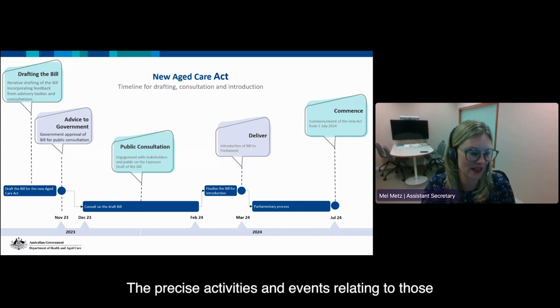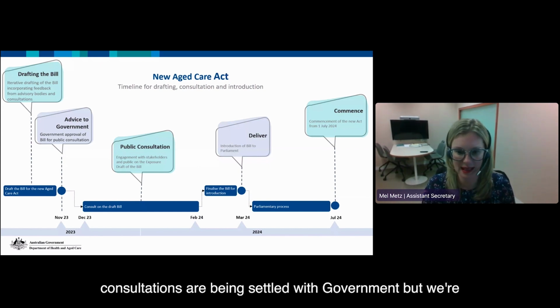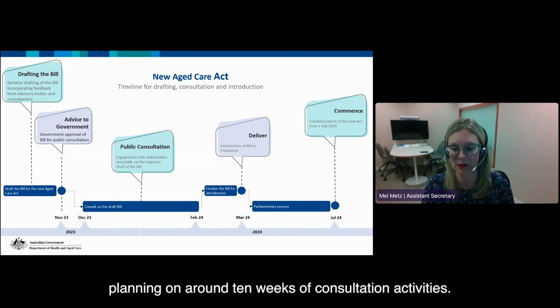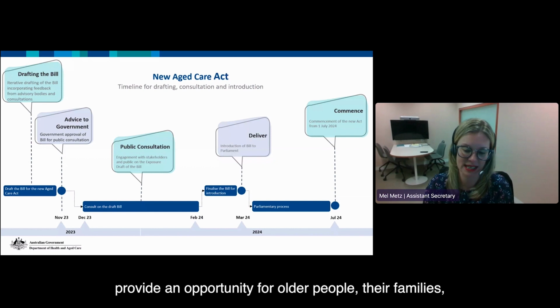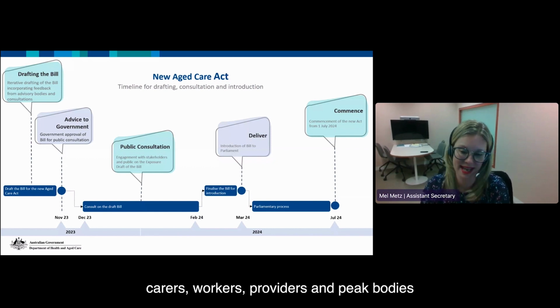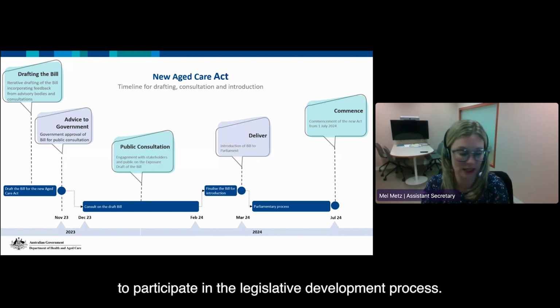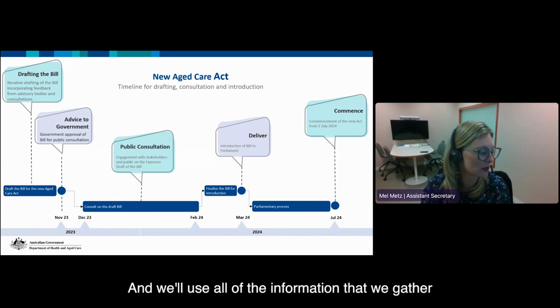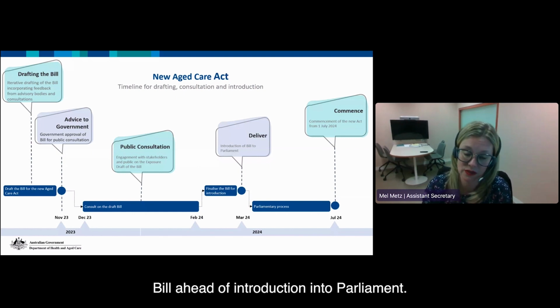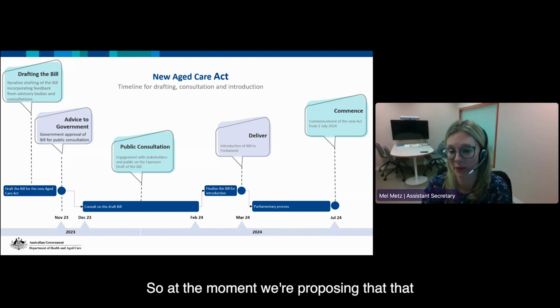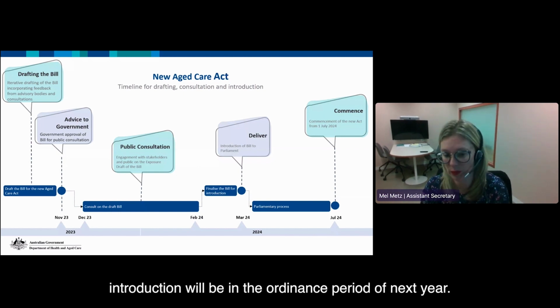The precise activities and events relating to those consultations are being settled with government, but we're planning on around 10 weeks of consultation activities. And our intent with the exposure draft is really to provide an opportunity for older people, their families, carers, workers, providers, and peak bodies to participate in the legislative development process. And we'll use all of the information that we gather through that consultation process to finalise the bill ahead of introduction into Parliament. So at the moment, we're proposing that introduction will be in the autumn sitting period of next year. That's all from me.